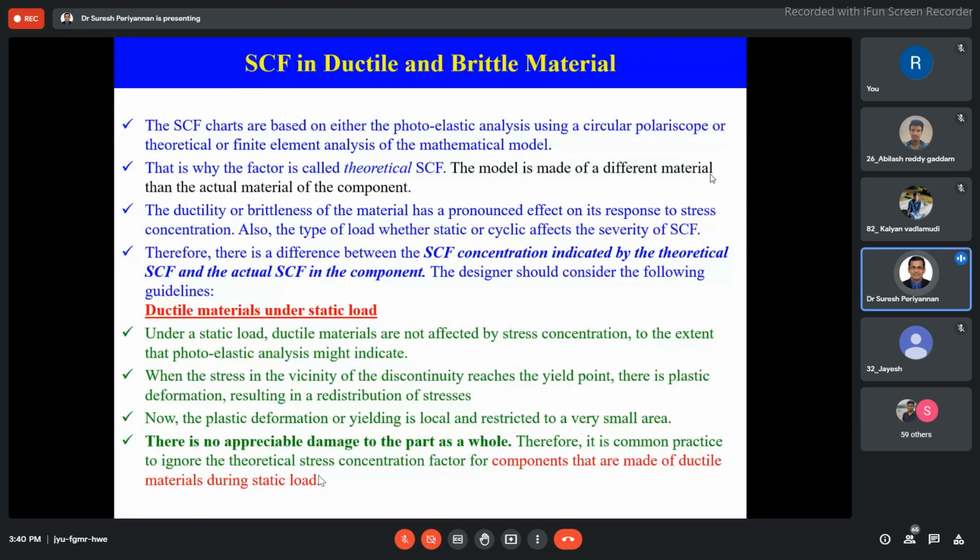Whatever we are understanding now is based on static load. There is no appreciable damage to the part as well. Therefore, it's a common practice to ignore the theoretical stress concentration factor for a component made of ductile material under static load, within the elastic limit. Okay, within the elastic limit.